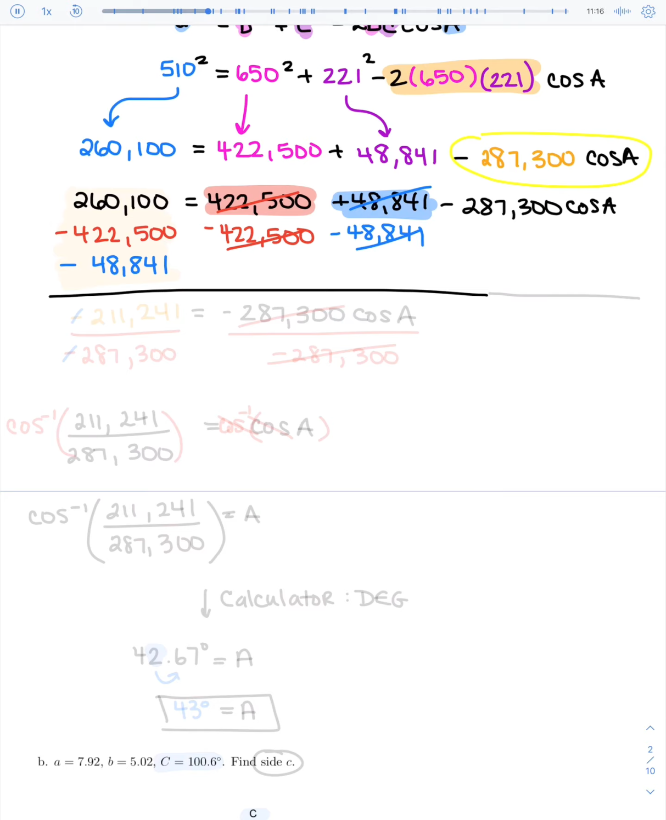So that gets rid of both numbers, and let's see what that gives us when we're all said and done. Let's use our calculator. We will still have, no matter what, on the other side, the negative 287,300 cosine of A. At least it's by itself now. The question is what happens when we subtract our 260,100 minus our 422,500 and minus our 48,841.